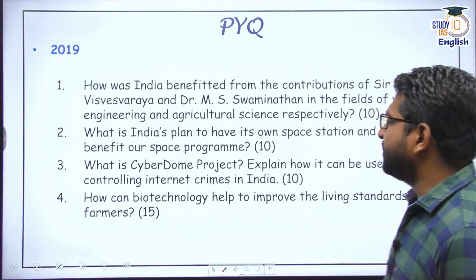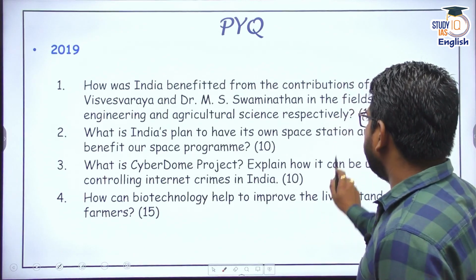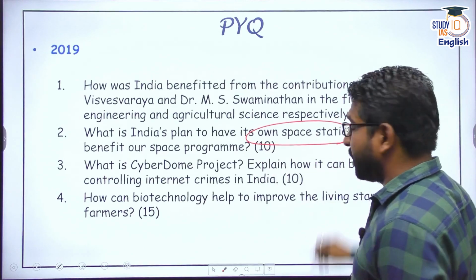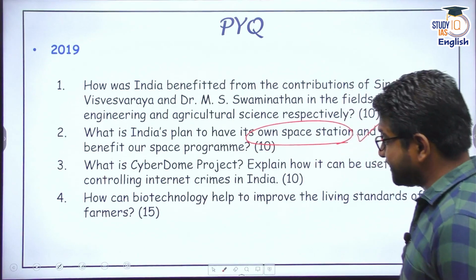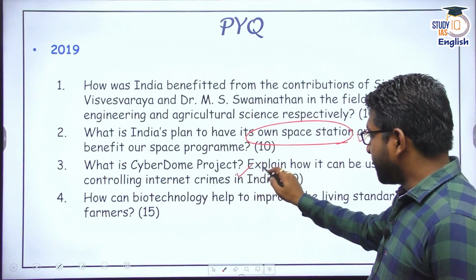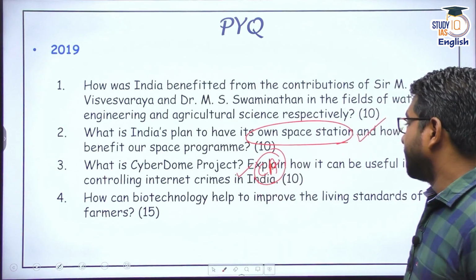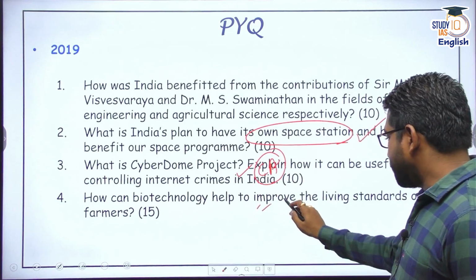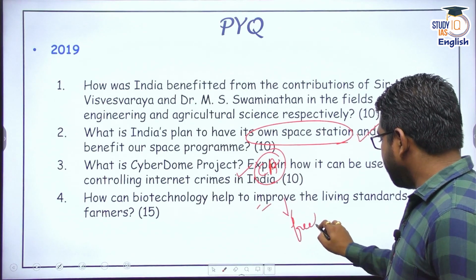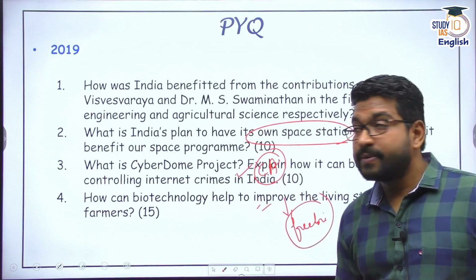2019 we saw again mostly current affairs based. India's own space station. I hope you already have information about this. Then the Cyberdome project. This was current affairs. Cyberdome project of Kerala. Can biotechnology improve living standards? I would say this was a freebie from UPSC.